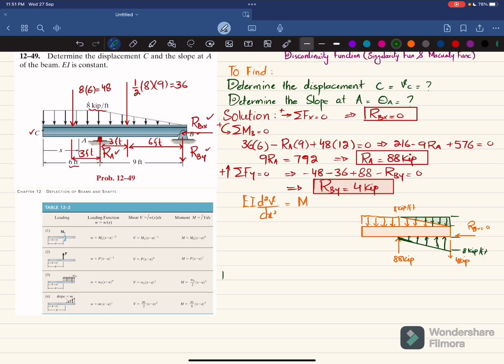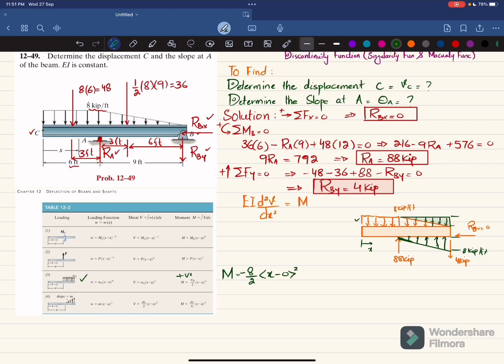So I will write moment will be equal to, first we will consider this distributed load of 8 kips over the whole length, and for this we have function M is equal to W naught over 2 into X minus A. So W naught here is 8, so 8 by 2, and this load is downward and here load is upward, so this moment is positive. But here the load is downward, so it will be minus 8 by 2 into X minus A is equal to 0, because moment starts from here. A is equal to 0 for this load, and X starts from here. So X minus 0 power 2.